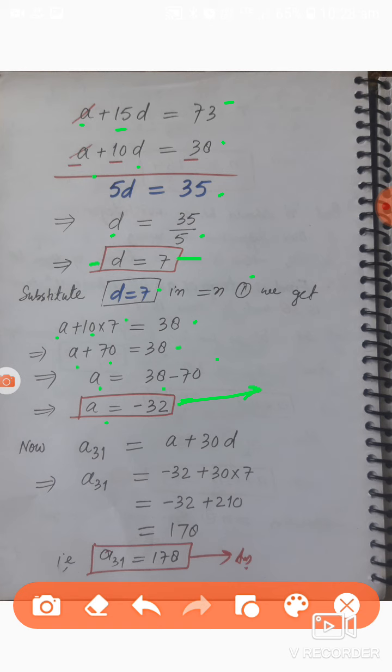Now that we have got the values of a and d, we can find any term of an AP. So a31, the 31st term of the AP, we know is equal to a plus 30d. Therefore we will use the value of a, that is minus 32, and the value of d is 7. So we will get minus 32 plus 30 into 7, that is minus 32 plus 210. We have to subtract 32 from 210, and we will get 178. So a31, that is the 31st term of the AP, is 178. This is the answer of the question.